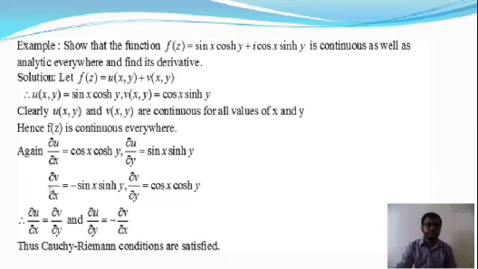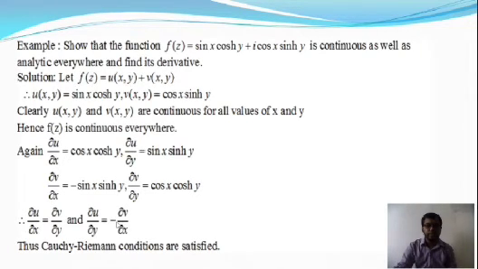Similarly, we are going to find del v del x and del v del y. It's similar to the previous two differentiations. So del v del x is equal to the differentiation with respect to x of the function cos x, which is minus sin x. Similarly, del v del y is equal to this. So from this we see that del u del x is equal to del v del y, and del u del y is equal to minus del v del x.